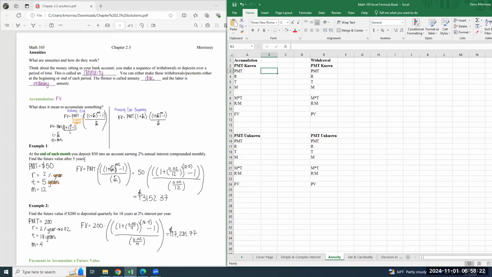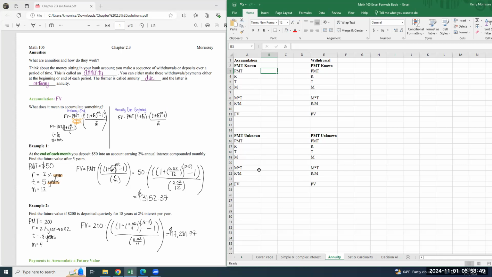Welcome to Math 105, Chapter 2.3, where we are working with your Excel sheet and building a few equations. So we talked about annuities in this chapter. We are making either a series of withdrawals or deposits over a specific time, which is called an annuity. So we might have accumulation or withdrawals. And we have a few different formulas to enter in.